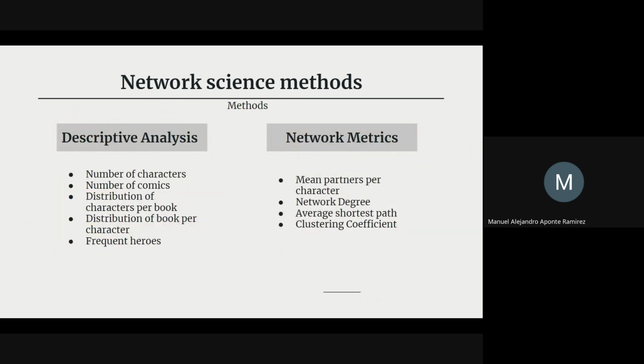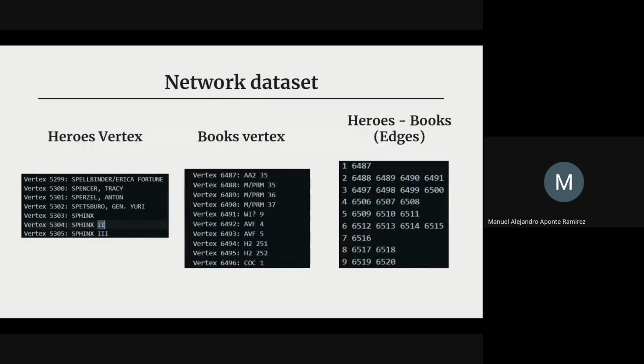And other things that this paper talks about are the number of characters, the number of comics, the distribution of characters per book, the distribution of books per character, and what the frequent heroes in this network are. And for our part, we have, for example, mean partners per character, network degree, average shortest path, and clustering coefficient.